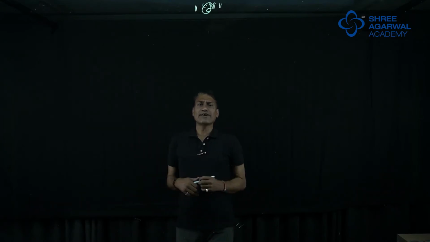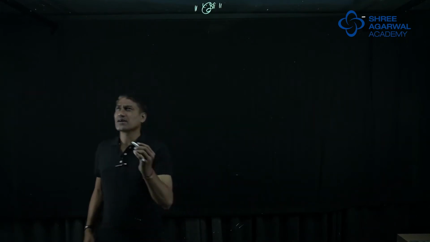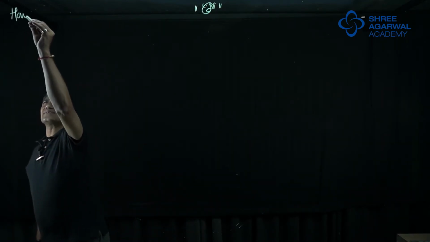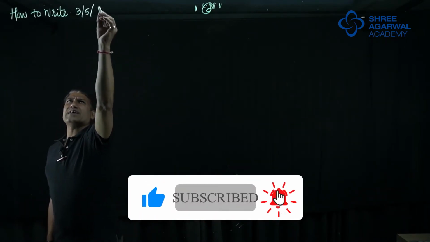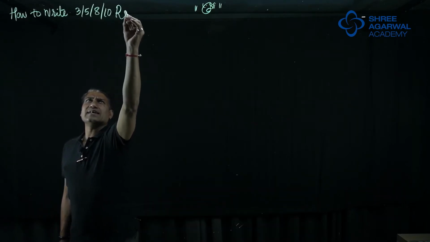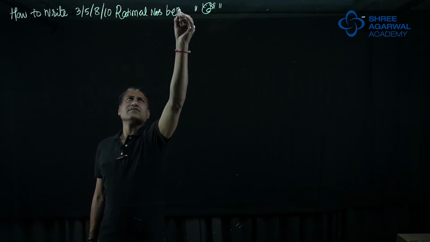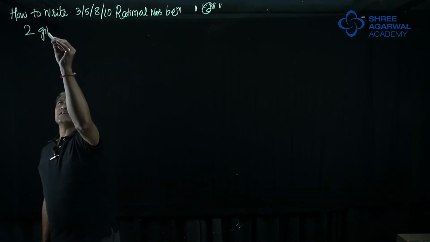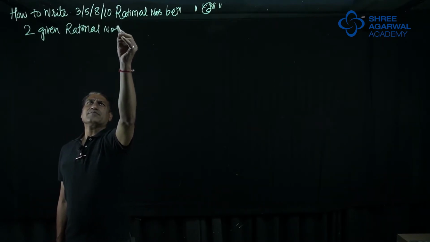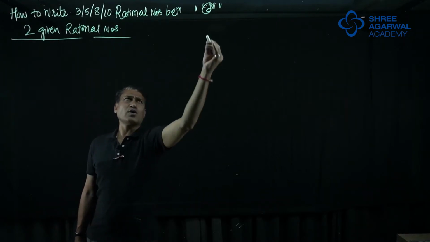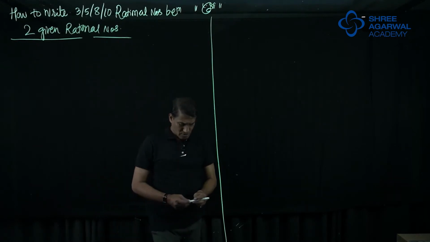So there are 2-3 different ways to write rational numbers between two rational numbers. Let us take this. So how to write 3 or 5 or 8 or 10 rational numbers between two given rational numbers. There are around 3 methods using which we can write rational numbers. What is the first method?